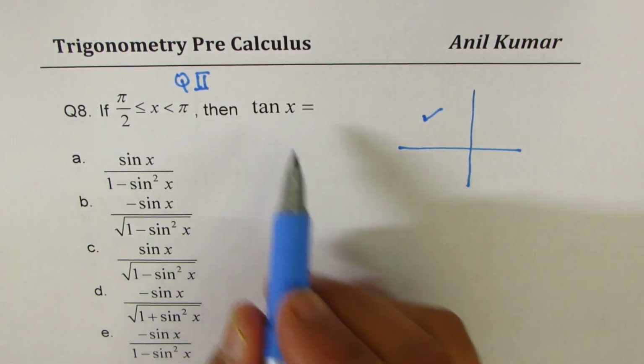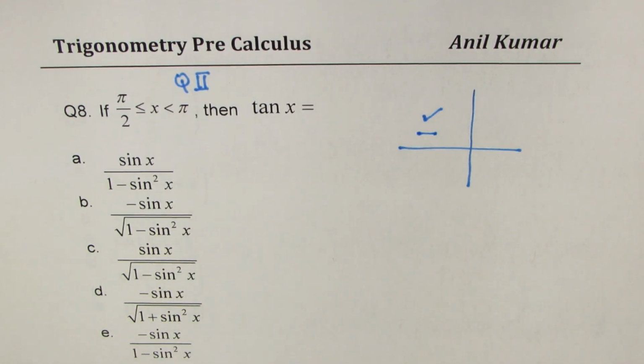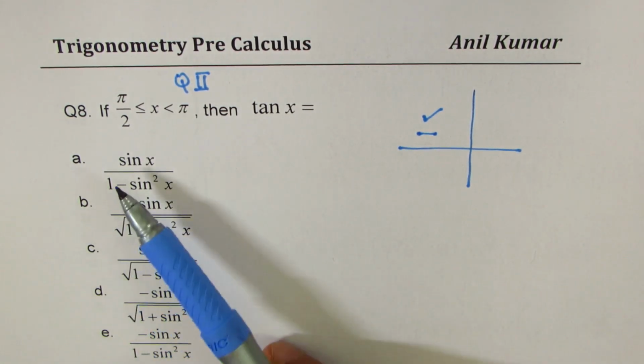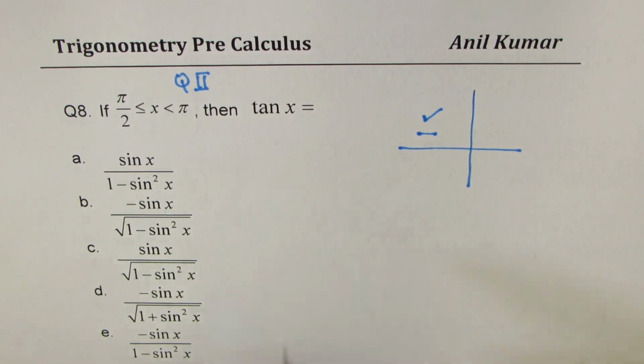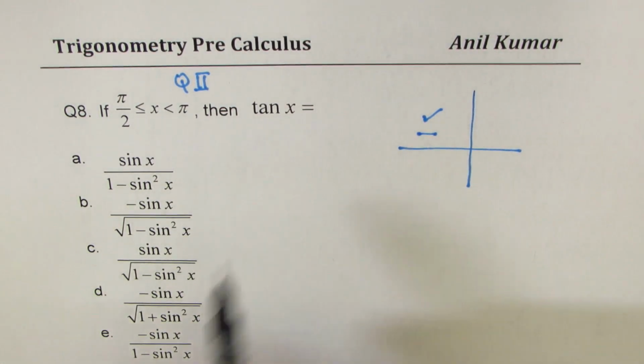Then tan x is what? Then we know tan x is negative. This is important to understand. So we have to get a negative answer, okay? Now, we are looking for tan x as negative.